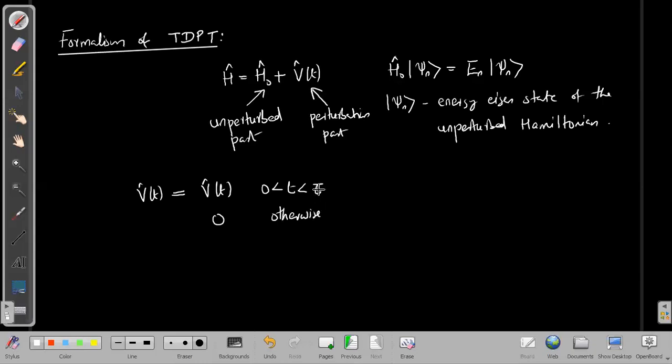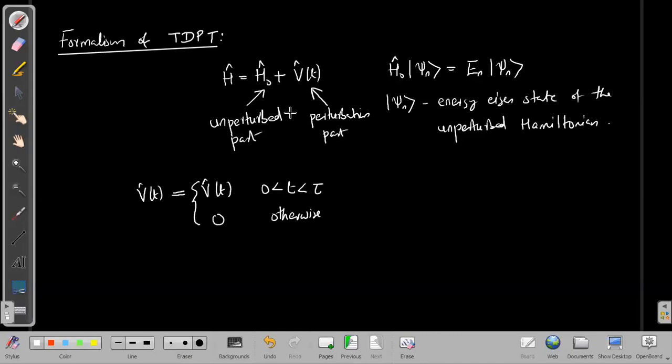Okay, so the choice of tau is up to you. The tau can be very small in number and tau can be very large in number. So in general, the V of t is present for an interval between 0 to tau, and it is not present otherwise. So what would happen till the time 0? The total Hamiltonian is only H0, and hence the state of the system may be in one of the energy eigenstates of H0, or maybe in a superposition.